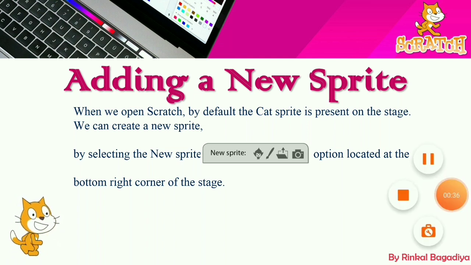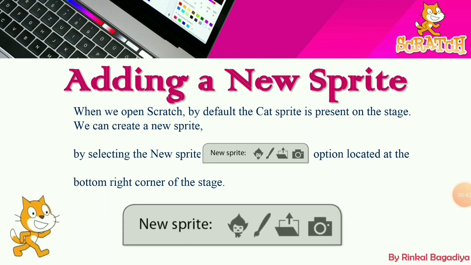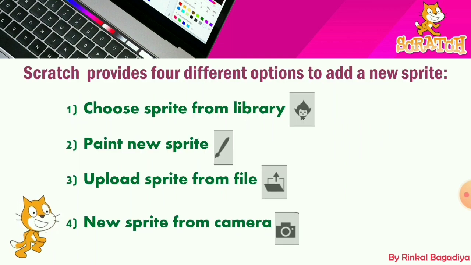You can see on the screen, this is the new sprite option, and using this option we can add our own sprite or any ready-made sprite, or we can also take pictures. Okay, so this way we can add new sprite in our Scratch program. Now, new sprite option provides 4 different options to add new sprite.